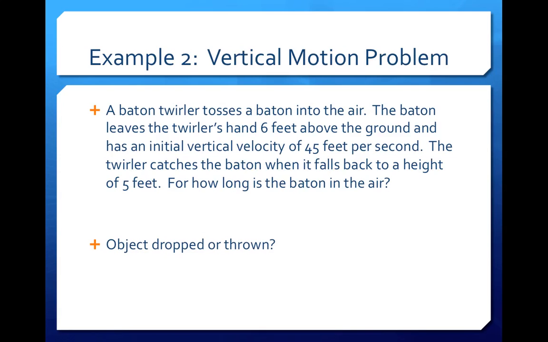So the first thing you need to ask yourself in problems like this is, is the object being thrown or dropped? Now in this case, we can see that it's being thrown. It was thrown up into the air. Okay, tosses a baton. It's thrown up into the air. And so we know then that we need to use the model of h equals negative 16t squared plus v sub 0 t plus h sub 0. So then we need to start identifying those pieces that we can substitute into our model.